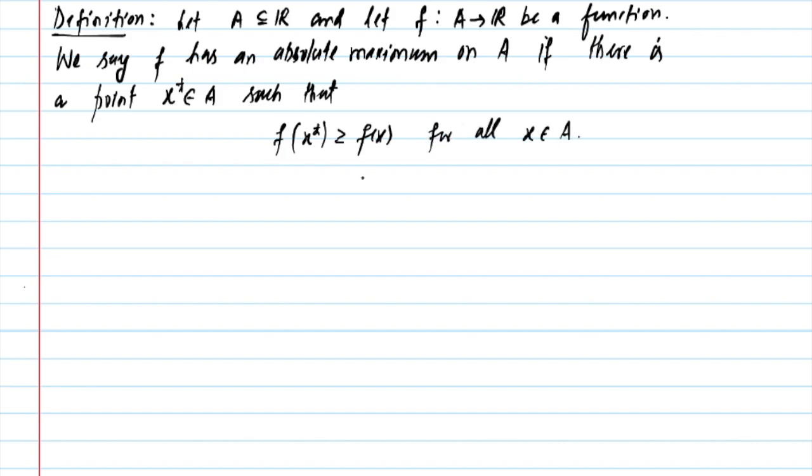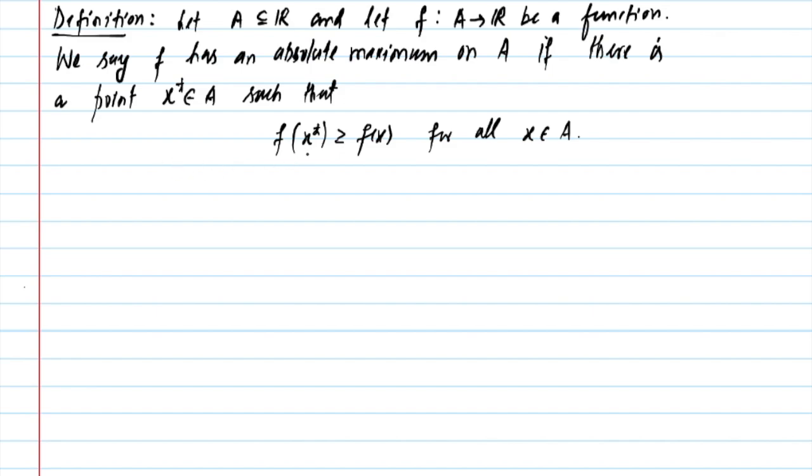So absolute maximum means that we have to look over the entire interval, and if the function achieves its maximum value, then that maximum value is known as the absolute maximum, and the point at which this absolute maximum value is attained is called the point of absolute maximum.